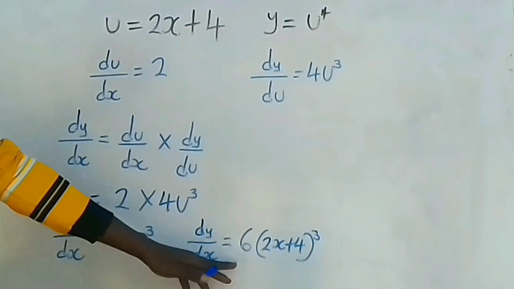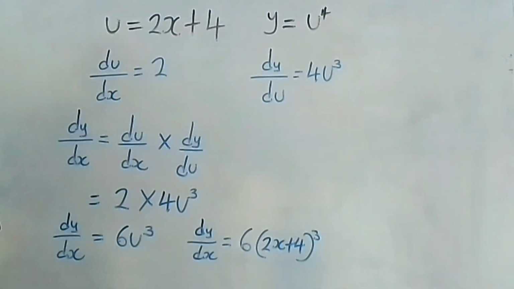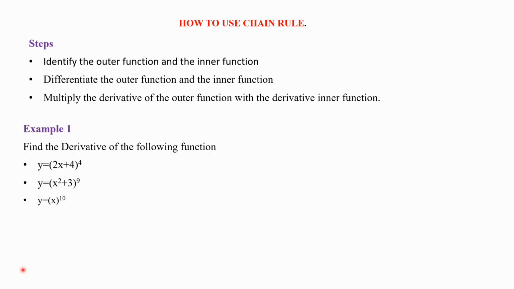So we have been able to find the derivative of the composite function y equals (2x + 4)^4 using the chain rule formula. The second question, we have y equals (x² + 3)^9.